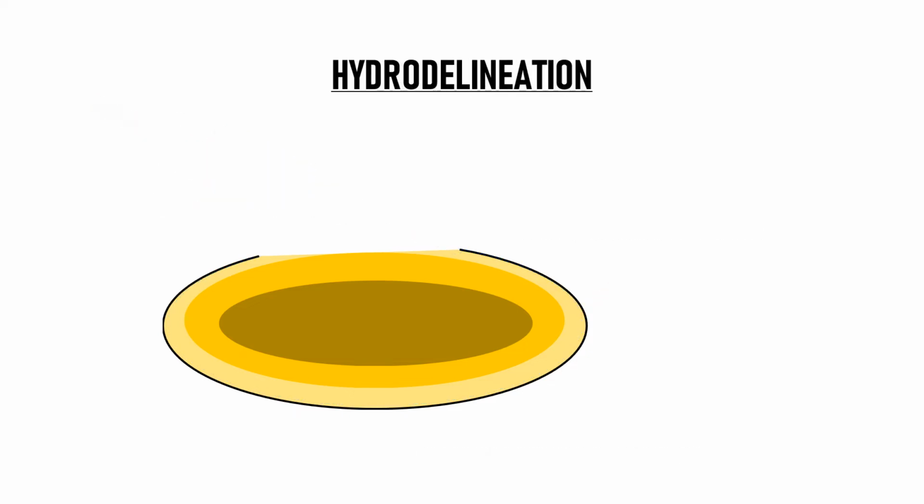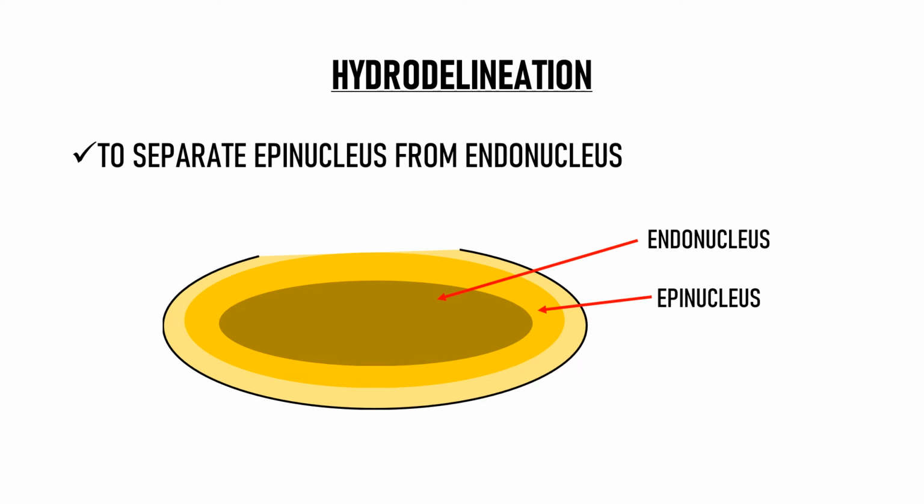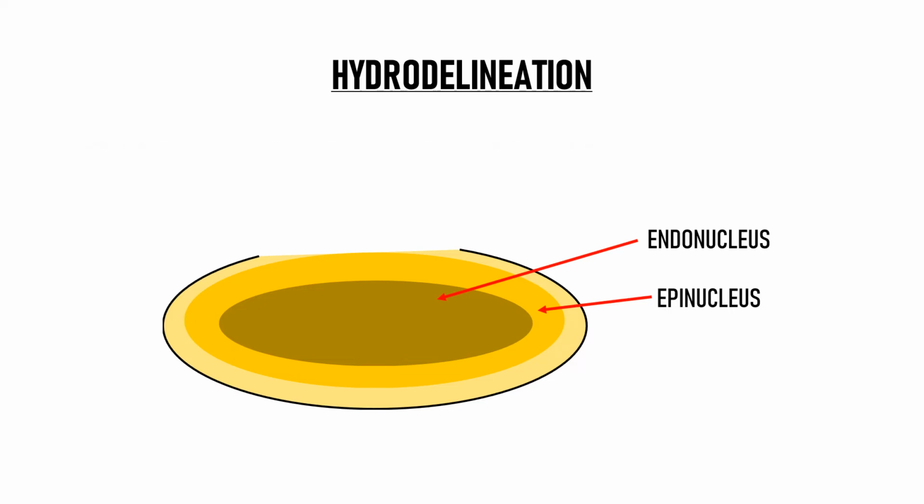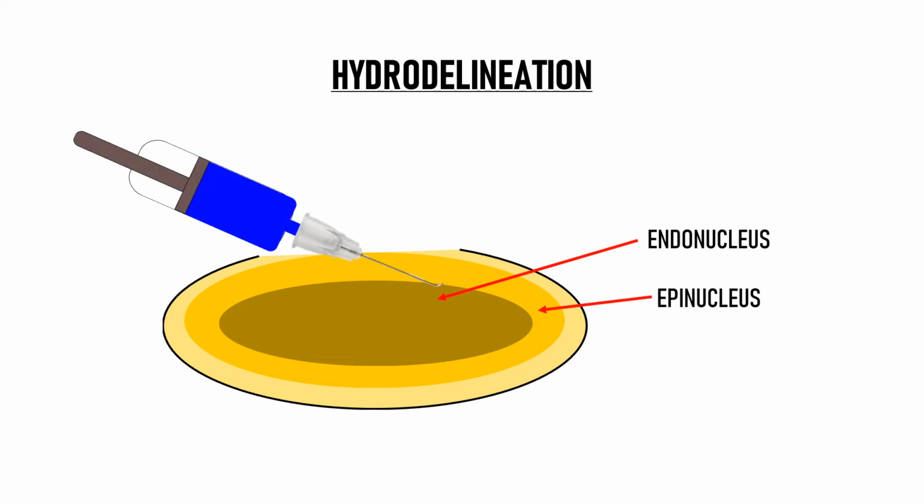Hydrodelineation is the process in which we separate epinucleus from endonucleus. So instead of going under the rhexis margin like we do in hydrodissection, we take our cannula into the superficial substance of the nucleus and then we inject fluid. This separates the endonucleus from the epinucleus and this is what we call hydrodelineation.